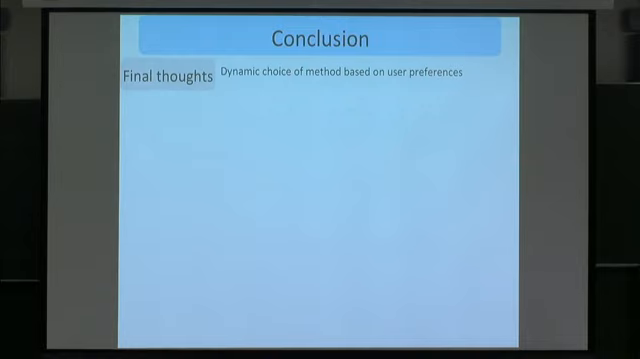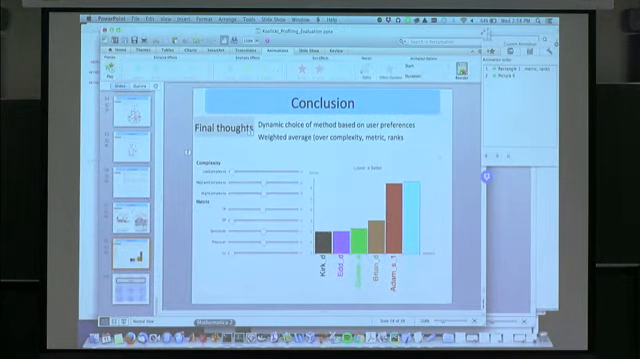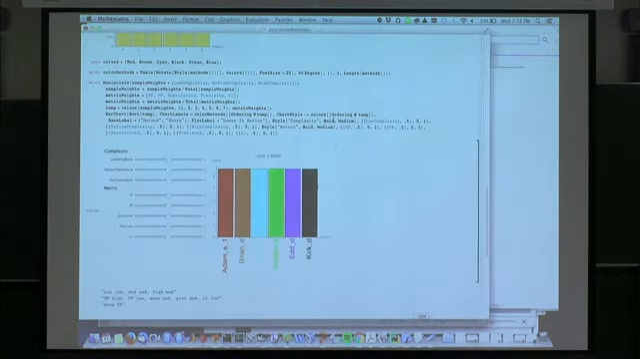Final thought, dynamic choice of method based on user preferences I think would be a great end goal of CAMI, which basically lets you take sort of a weighted average over complexity or metric or rank, and it has this nice little user interface online, so a scientist can go and say, you know what, I really prefer sensitive methods over precise methods and things like that, and they can wiggle around the sliders and they can see which method is better. So it would end up looking like something like this.